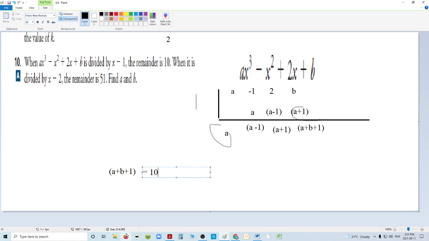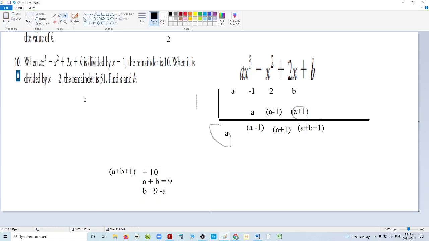So if I solve for this, I get a plus b is equal to 9. If I solve it further, I'm going to discover that, let's say, b is equal to 9 minus a. And that's what I want. I want an expression of b that includes a with b on one side. Now I'm going to do this all again.